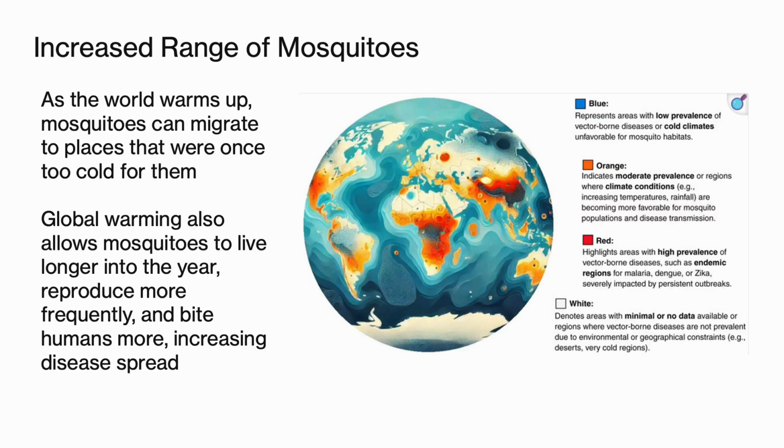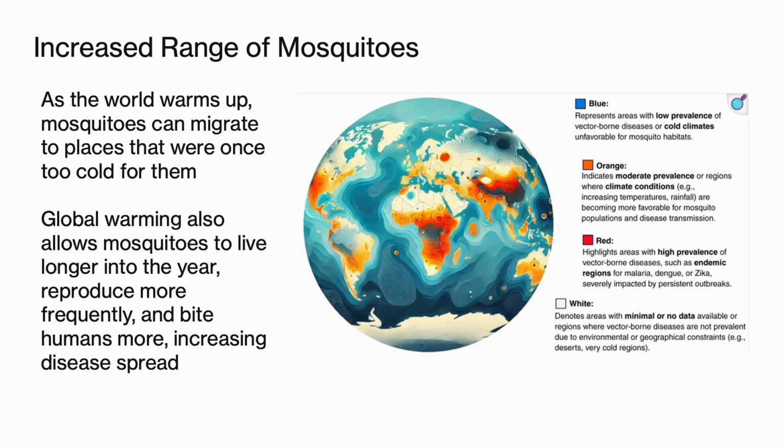As far as climate change goes, the range of mosquitoes in the world is increasing. So as the world warms up, mosquitoes can migrate to places that were once too cold for them. So the initial areas where mosquitoes are in these darker red areas, mosquitoes are now spreading to these lighter orange areas throughout the globe. So they're definitely increasing the range in which they live, and that can increase how many people are infected or exposed to infected mosquitoes.